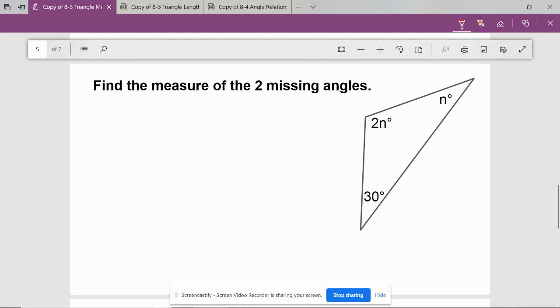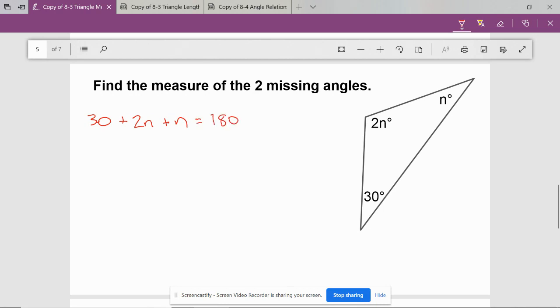Okay, so this is not going to change anything for us. We still know this, that these three things have to add up to 180. So just keep your wits about you here and just write it out like it needs to be written out.